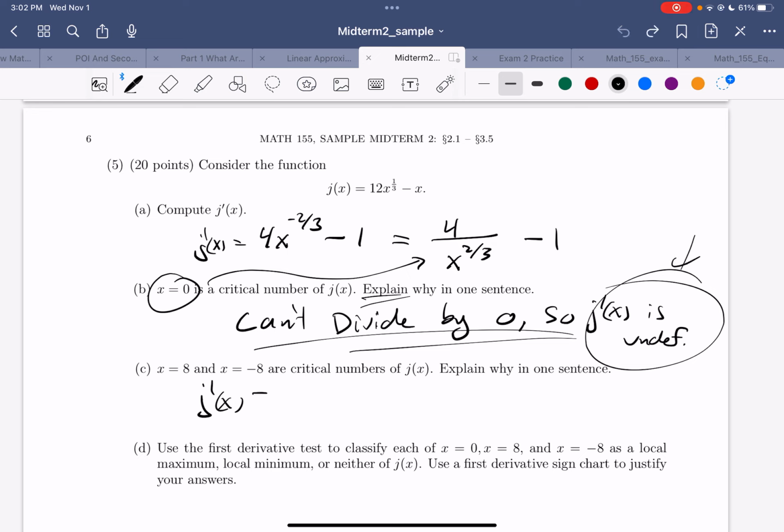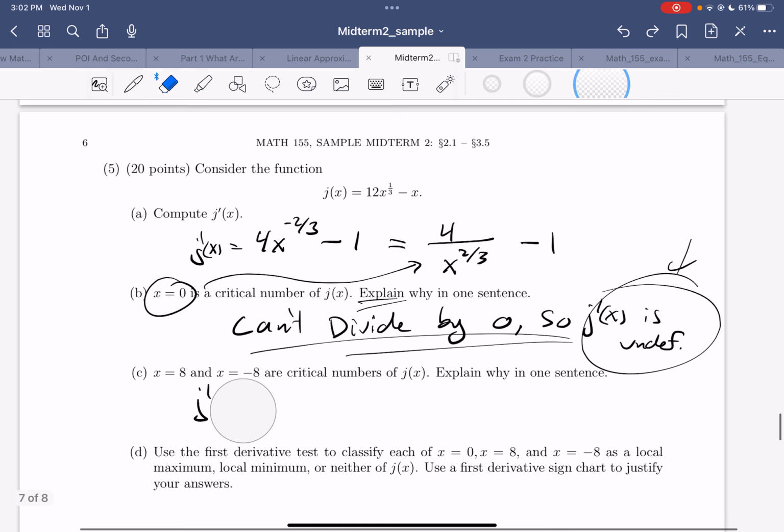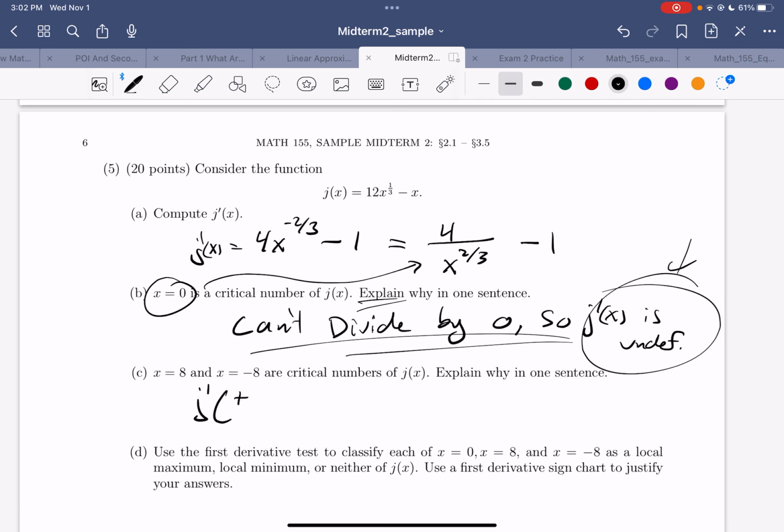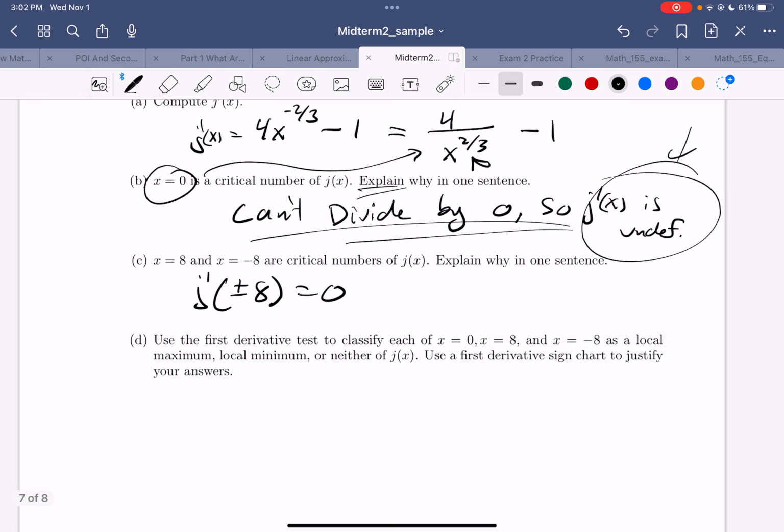Here, if I look at plus or minus 8 and I plug it into j prime, I'm going to get 0. You could plug them in. You're going to get 0. The cube root of 8 is 2, and then we square it, we get 4. 4 divided by 4 is 1. Take away 1, you get 0.